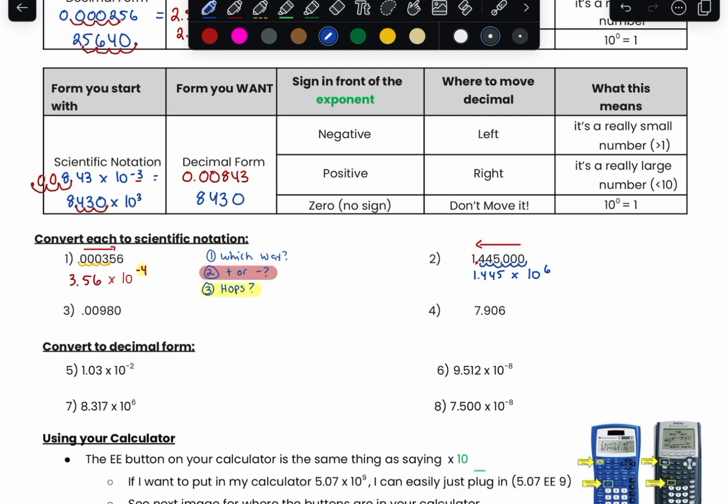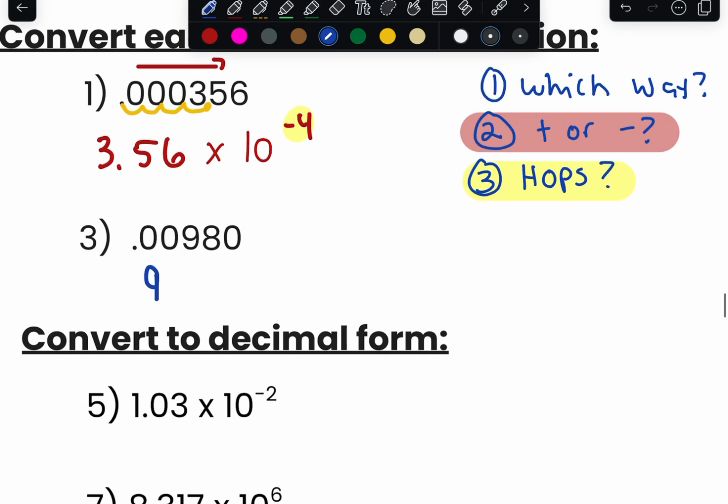All right, welcome back. This answer should be 9.8 times 10 to the negative 3. Again, the reason why is we're going to put our decimal between the 9 and the 8. Which way did we go? We went to the right to move that there. So that's how I know I had to go to the 9 and the 8. Is this plus or minus? Well, this number is less than 1, meaning it's going to be a negative exponent. And then finally, we had to move 1, 2, 3 hops there, so that's why it's a negative 3 exponent.